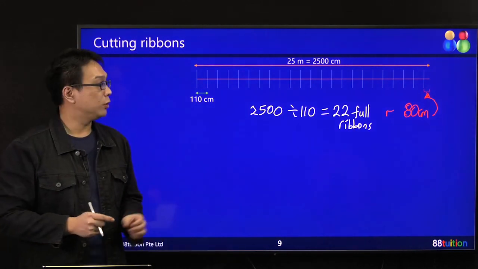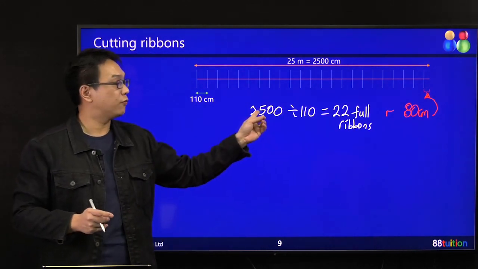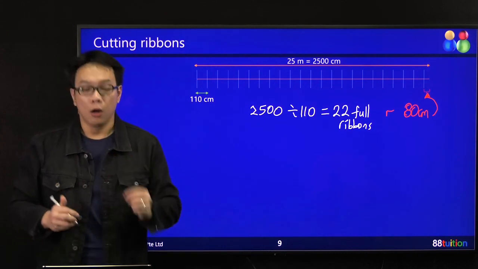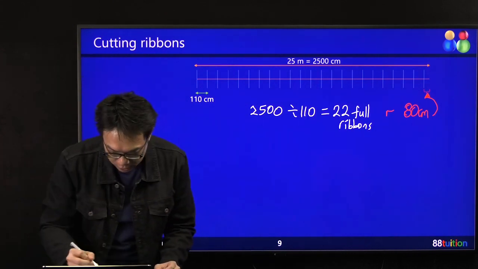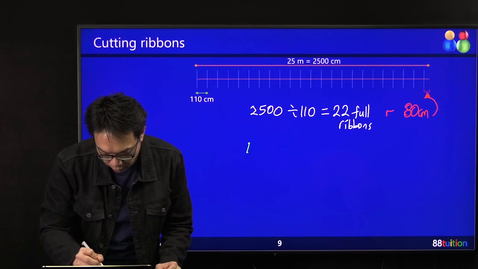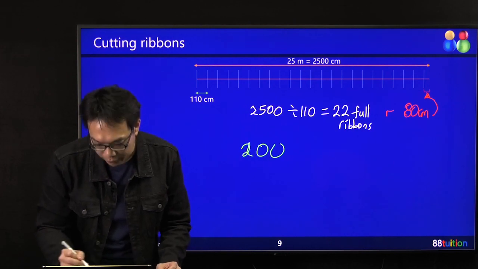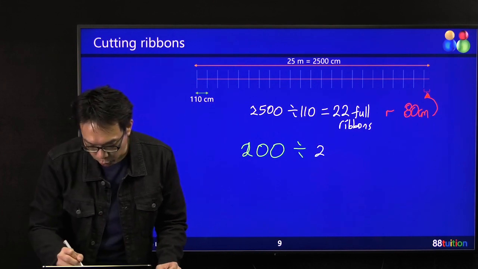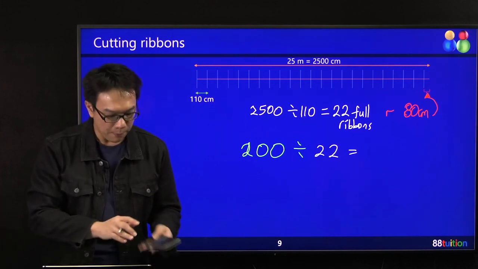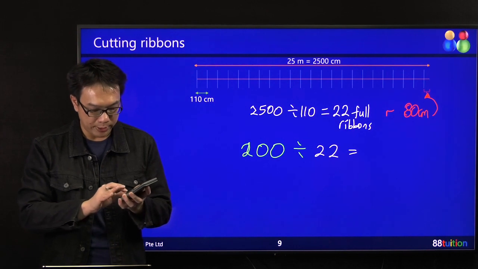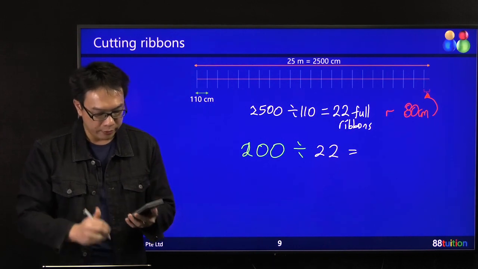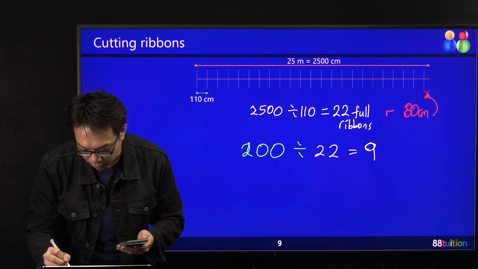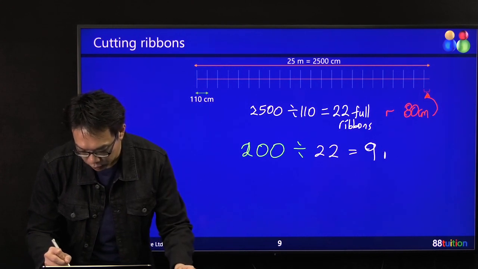You are learning. So the thing is 22 full ribbons from one row. You need how many ribbons? Glory, my wife, needs 200 ribbons. So 200 divided by the 22 will give you what? Press your calculator. 200 presents to wrap divided by 22. That will give you 9. I need 9 complete rows, is it? 9 rows.